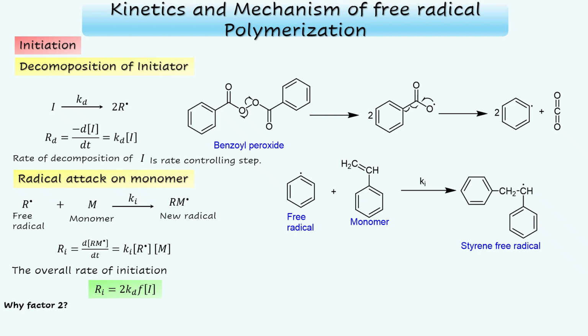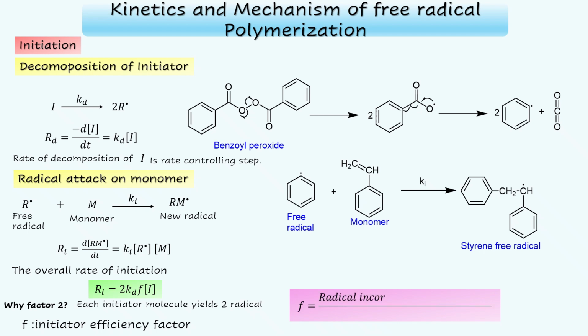Now the question is, why do we have a factor of 2 in this equation? This is because each initiator molecule yields two radicals. F in this equation stands for initiator efficiency, since not all radicals initiate polymerization; some are consumed in side reactions. Details of these side reactions are comprehensively covered in my video on initiators for free radical polymerization. Due to side reactions, the value of F is not 1. Instead, it is found between 0.3 and 0.8. This reduction in the value of F due to side reactions is called the cage effect.